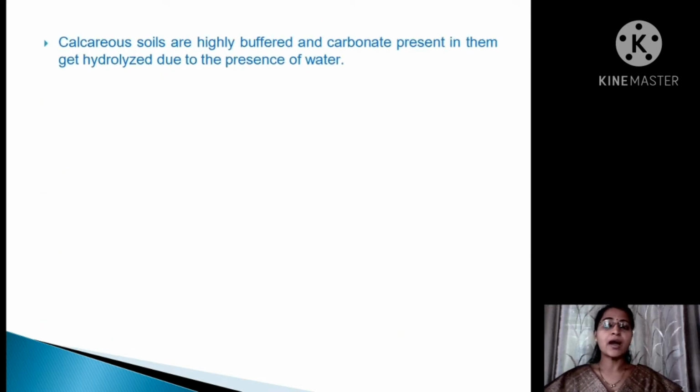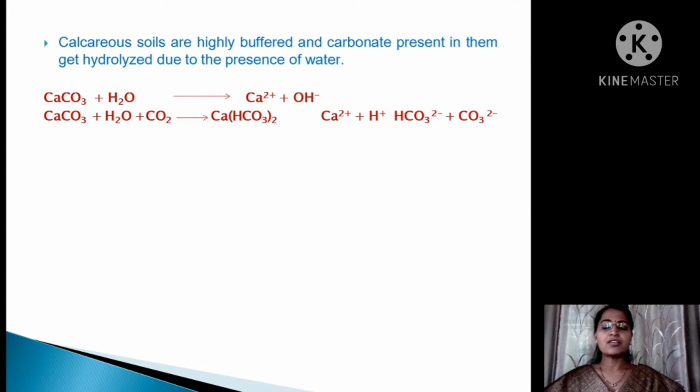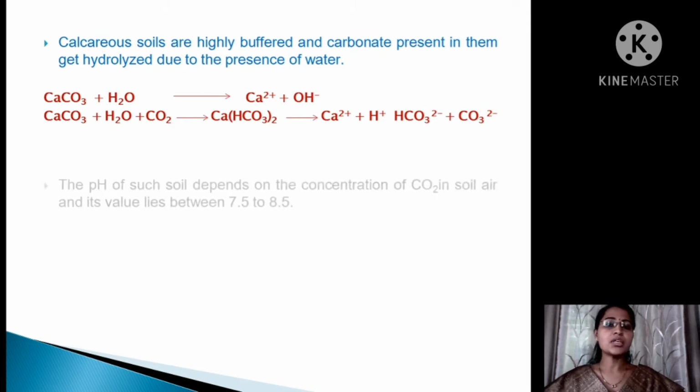These calcareous soils are highly buffered and the carbonate present in them gets hydrolyzed due to the presence of water. We may show this reaction as calcium carbonate. On treatment with water, it gets dissociated as Ca2+ and OH-. Along with that, when this calcium carbonate is treated with water as well as carbon dioxide, it gets converted into calcium bicarbonate, Ca(HCO3)2. It may dissociate as Ca2+, H+, HCO3- and CO3 2-.